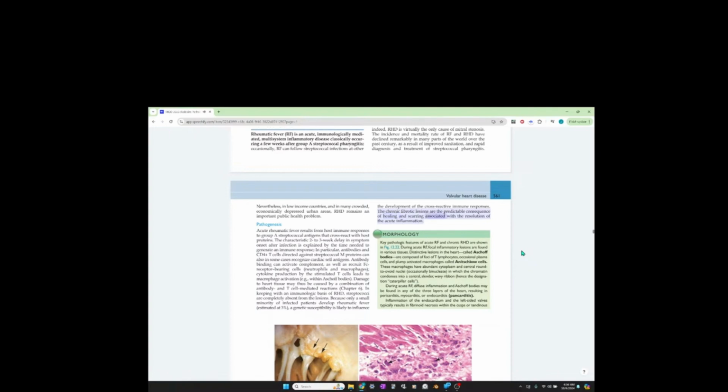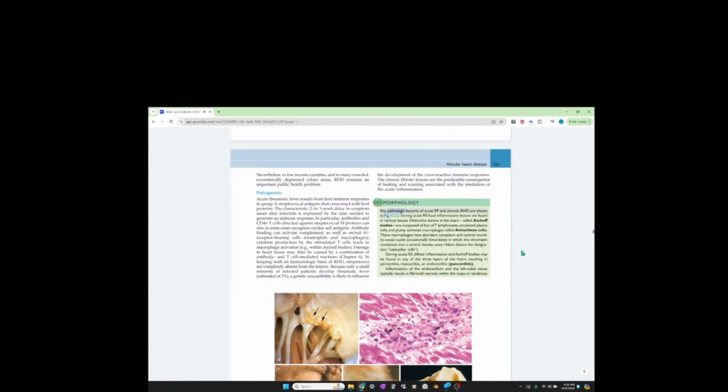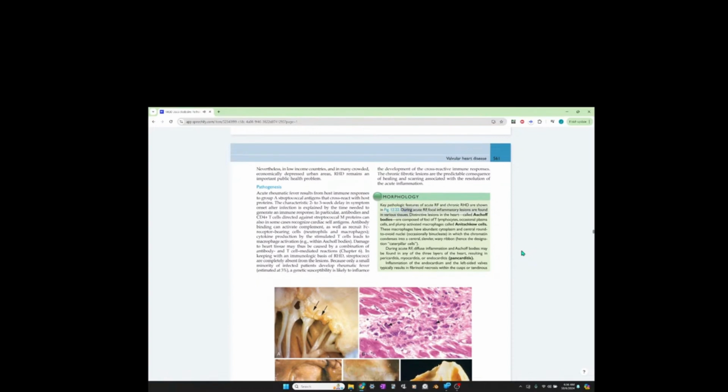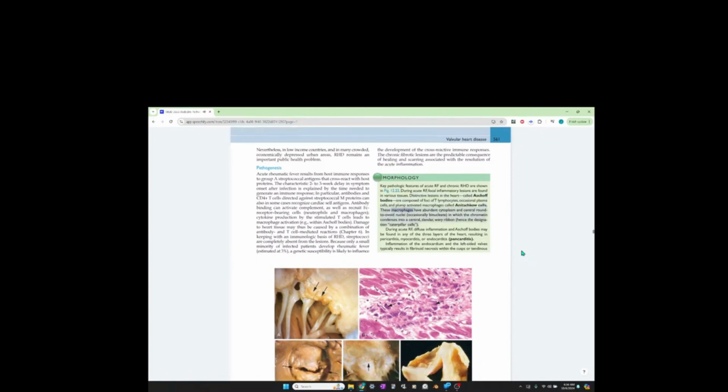Morphology. Key pathologic features of acute RF and chronic RHD are shown in Figure 12.22. During acute RF, focal inflammatory lesions are found in various tissues. Distinctive lesions in the heart, called Aschoff bodies, are composed of foci of T lymphocytes, occasional plasma cells, and plump activated macrophages called Anitschkow cells. These macrophages have abundant cytoplasm and central round or ovoid nuclei in which the chromatin condenses into a central, slender, wavy ribbon.